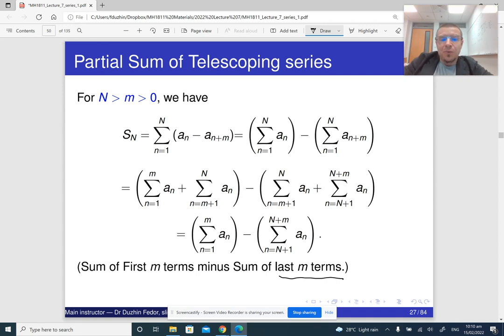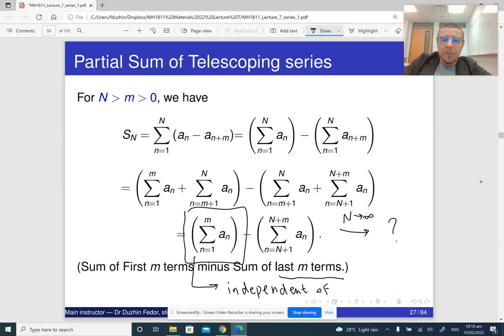Now, if we manage to find the limit of this expression as n goes to infinity, then basically we solved the series. So notice that this part is really just a constant. This part is independent of n, right? So when you take its limit, nothing happens. Basically, you just get the same sum, right?